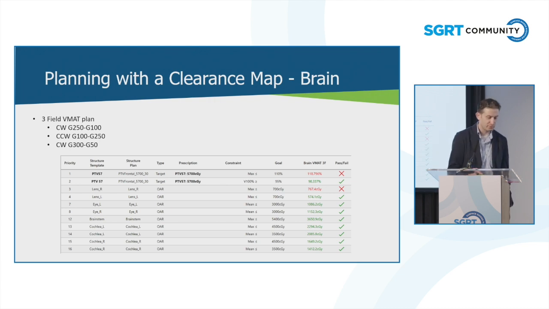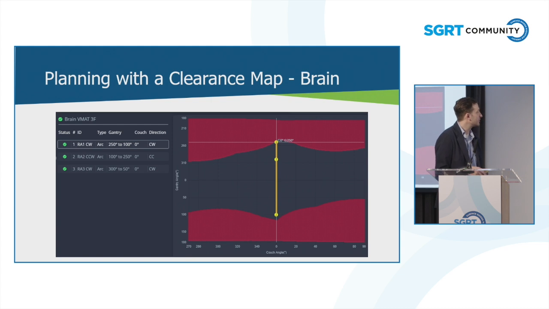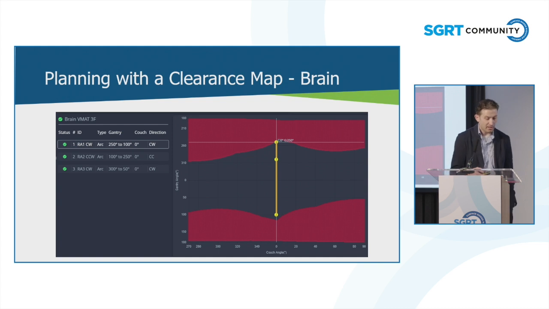So I decided to try to plan that with a clearance map. That's the original VMAT 2-field plan, and you see there's no collision. It's close here, but it will clear. And the 3-field, since it's again couch 0, it clears. It gets close here, but everything looks green.